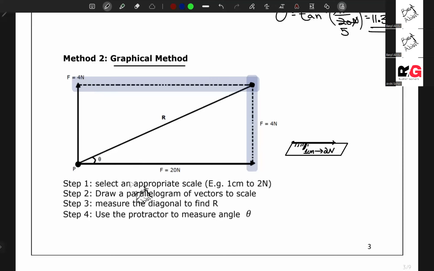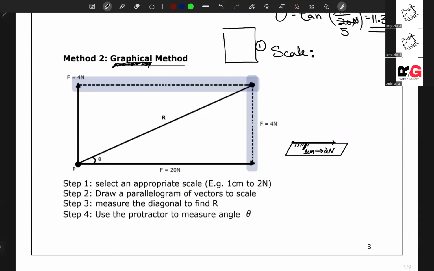So the first step in this case is, because we will be using a ruler, a graphical approach for this problem, you'll be using a centimeter scale because you don't really need a meter scale when you're working on paper, right? You just use a centimeter scale. And because you will be writing your forces in terms of how many centimeters you can draw on this paper, you need to define the scale.